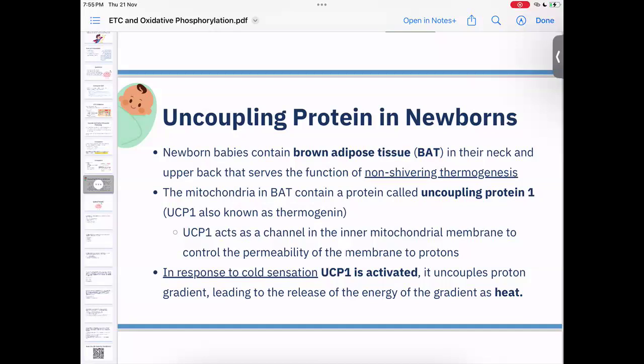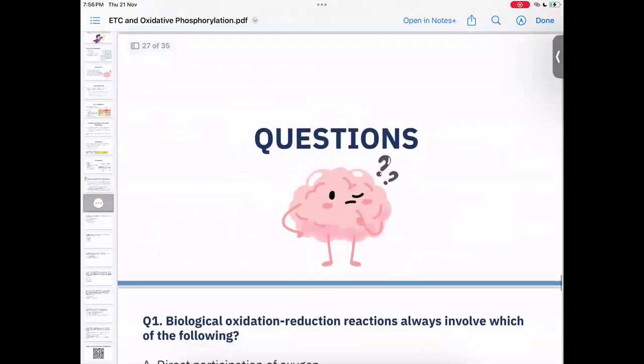When it's activated, it causes uncoupling of the oxidative phosphorylation, and as a result, the protons, instead of going down the ATP synthase channel, are going to start going down the uncoupling protein. As a result, they will not be producing any ATP. They're just going to be releasing the energy as heat. So remember this: where is the uncoupling protein in newborns found? It's found in the brown adipose tissue, in the inner mitochondrial membrane, to control non-shivering thermogenesis. When a baby is cold, this UCP1 is activated and it causes uncoupling. As a result, they stop producing ATP and the energy is released as heat.